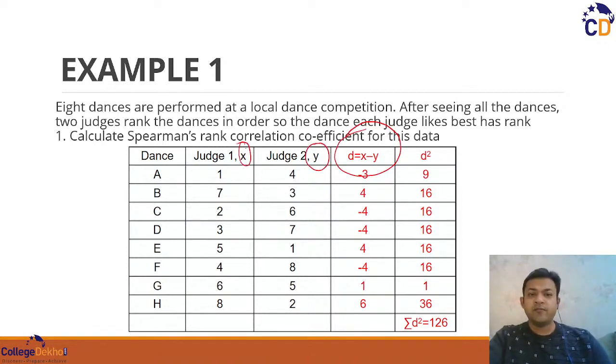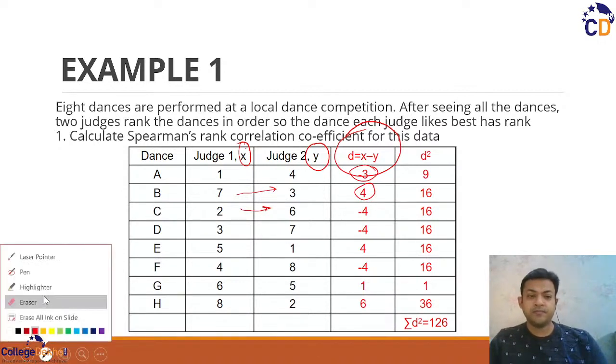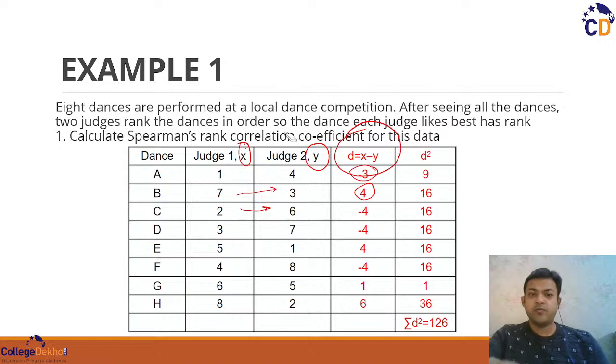How do we calculate? Very simply, 1 minus 4 which is negative 3. 7 minus 3 which is 4. 2 minus 6 which is negative 4, and so on. That is how we calculate the values of D. I hope this part is clear to everyone.